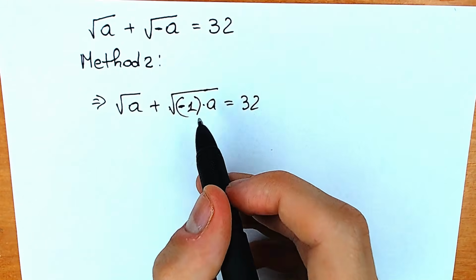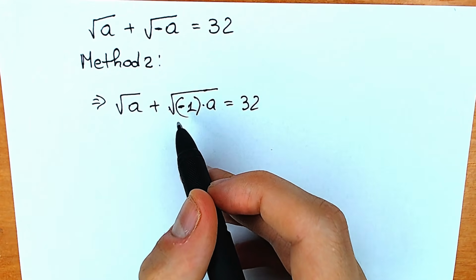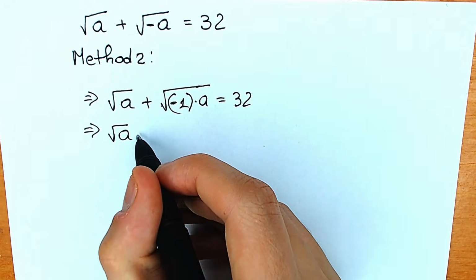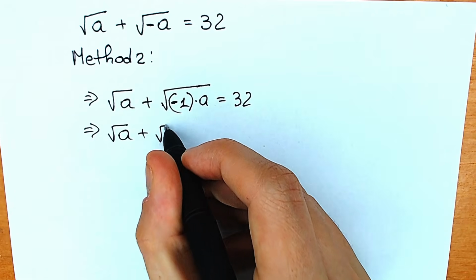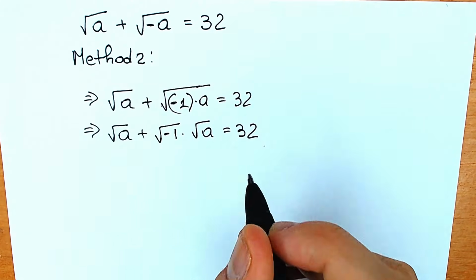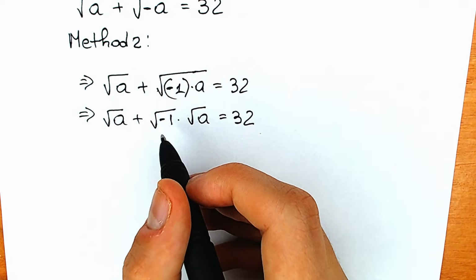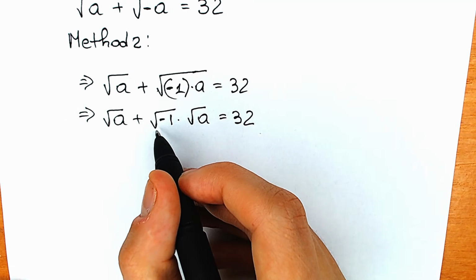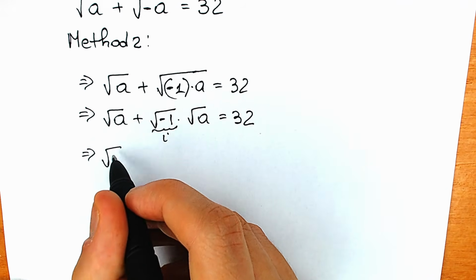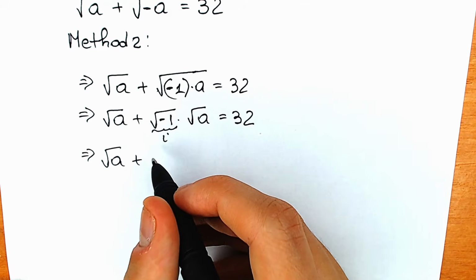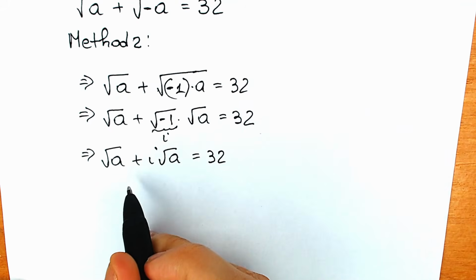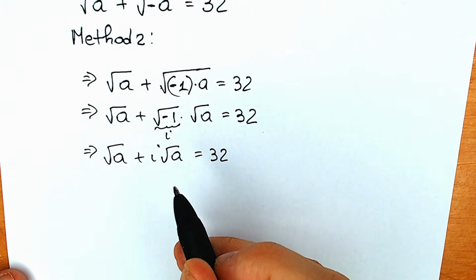Right now we can easily split it. As I told before, we can easily write it as square root of minus 1 times square root of a. So as a result we have square root of a plus square root of minus 1 times square root of a equal to 32. All right, and this square root of minus 1, this is our complex unit. We can easily write it as i. Okay, so this is our i, this is our complex unit. As a result we have square root of a plus i times square root of a equal to 32. And right now we can easily factor from here our square root of a.